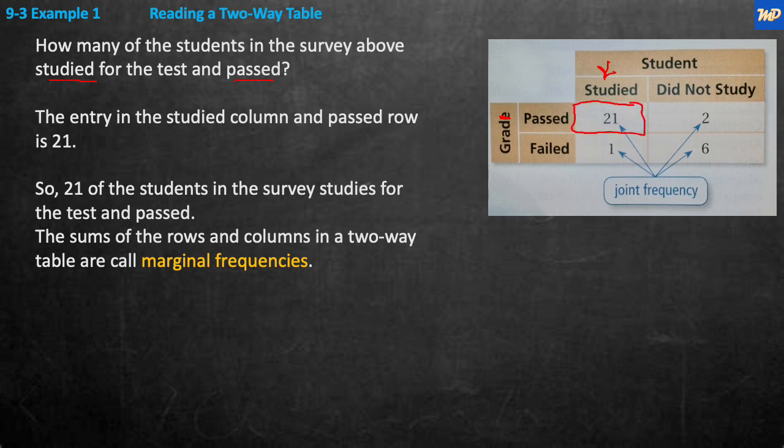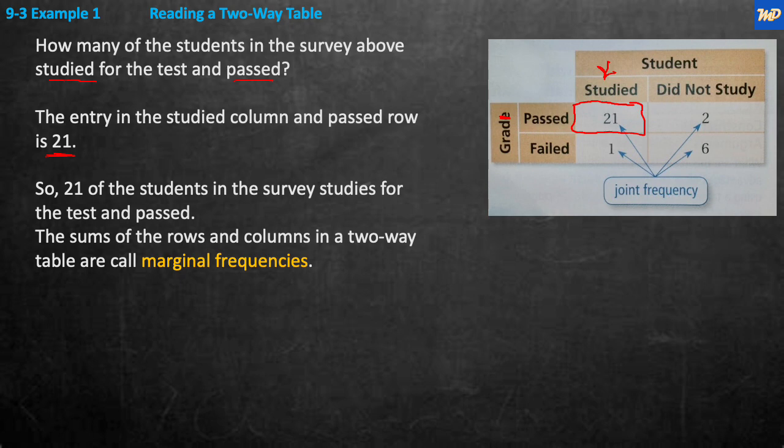So the answer to that is going to be 21. 21 students studied and passed. In the entry from the column, passed right here, 21. So 21 of the students surveyed studied for the test and passed. The sums in the rows and columns of the two-way table are called marginal frequencies.